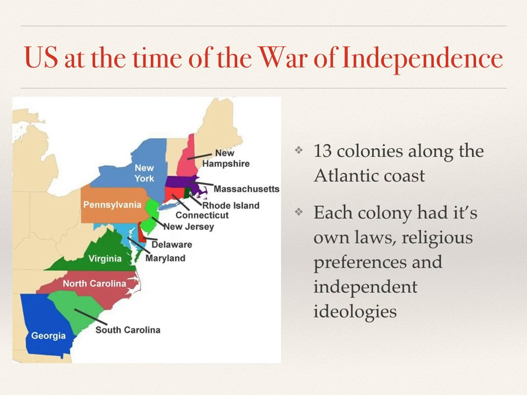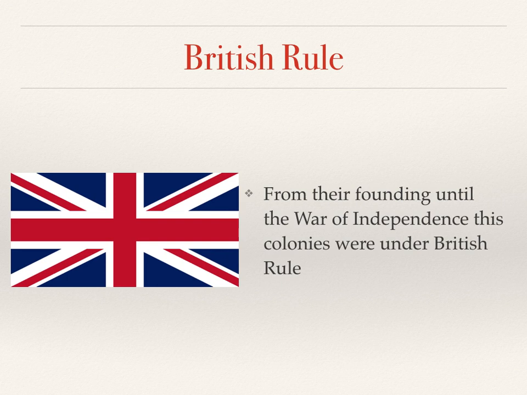America at the time of the American Revolution consisted of 13 colonies. This meant that it consisted of 13 separate states. Each of the states had their own laws, their own religious preferences, their own economic activities, and ideologies that were all independent of one another. They were not a unified thing. These colonies were under the rule of the British Empire from their founding until the time of the American War of Independence.